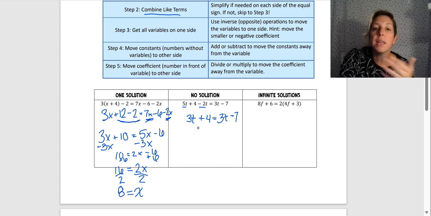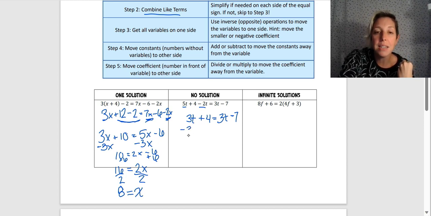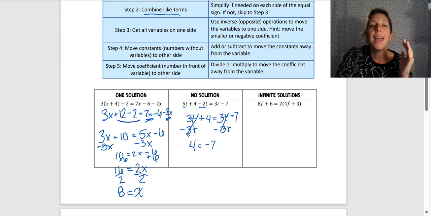The next step, get all the variables on one side. Again, moving the smaller one, but if you notice here, they're the same. So if I subtract 3t from each side, the 3t's will cancel each other out, and I get 4 is equal to -7. 4 does not equal -7.